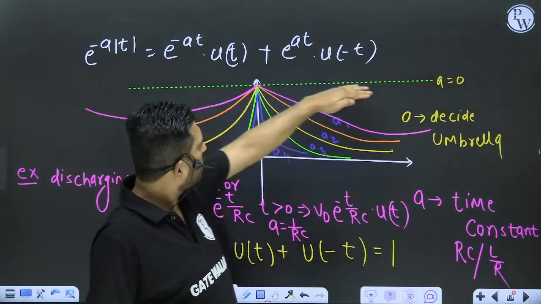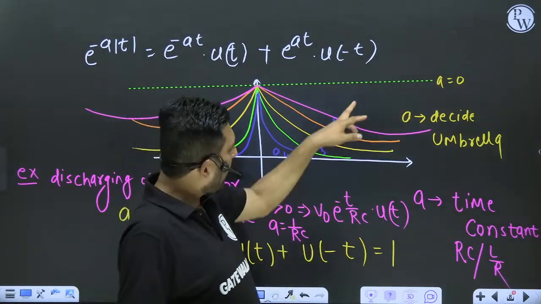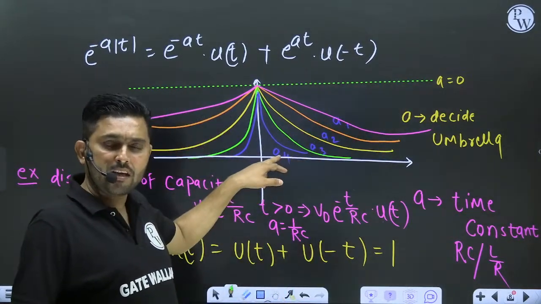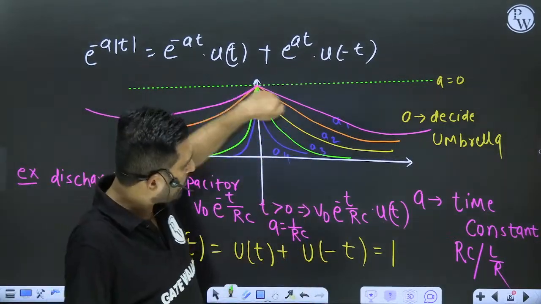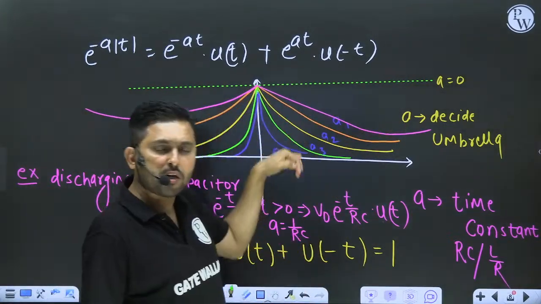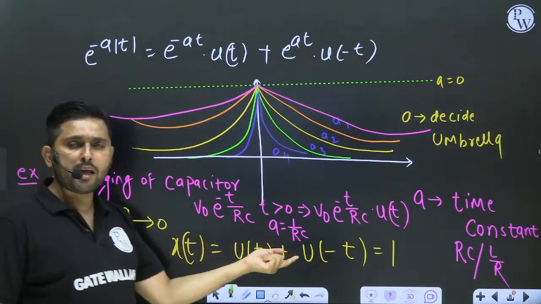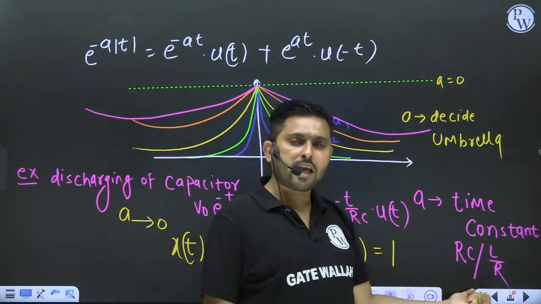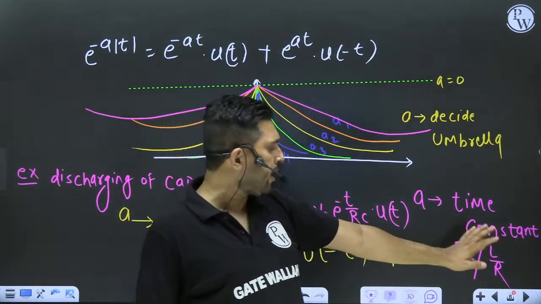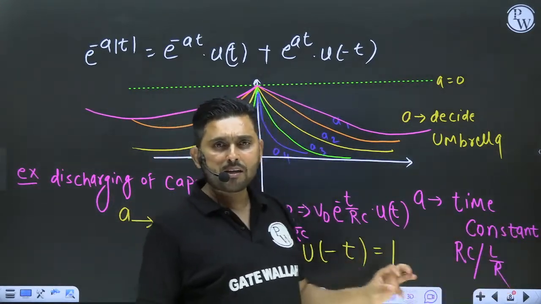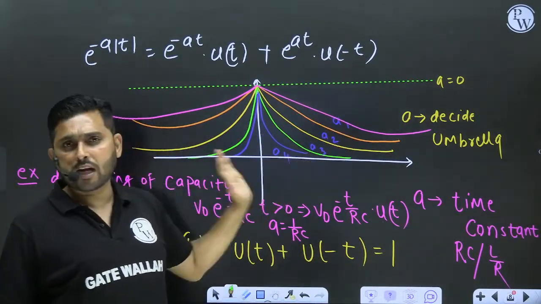If a is equal to 0, you will have a flat function, which is 1. But as you increase the value of a, the steepness of this curve comes into the picture. And what is a? Basically a is just a time constant. It may be RC, it may be L by R or R by L, whatever, but the time constant will decide whether the curve is this one or that one.